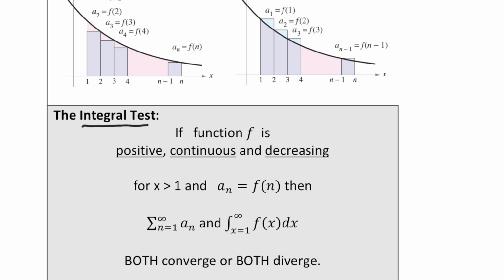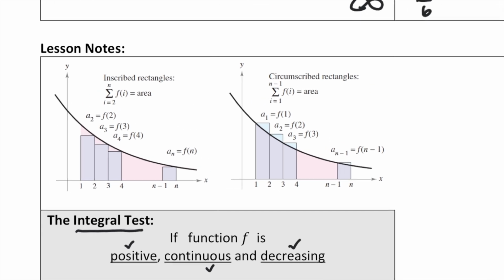If we have a function f that is positive, continuous, and decreasing, for x greater than 1, and a sub n is equal to a function of n, then we know that the infinite series and the infinite integral must both converge or both diverge. So how will this help us? If we can describe what's happening with our integral, then we will know whether or not our series will converge or diverge. So let's think about how this is going to work.